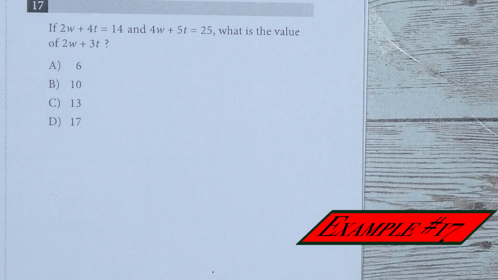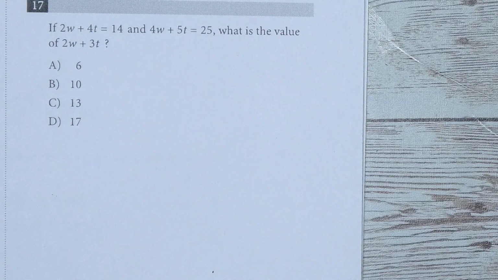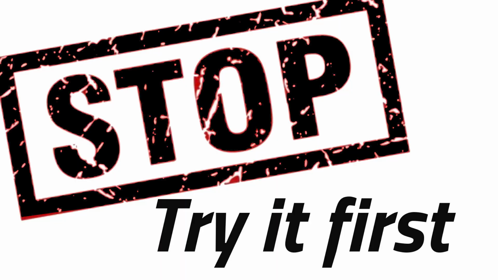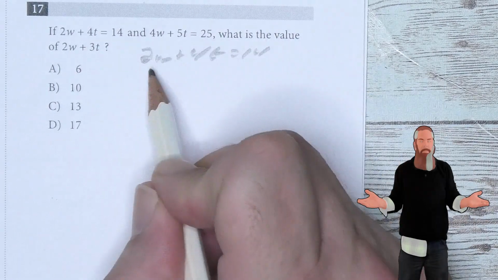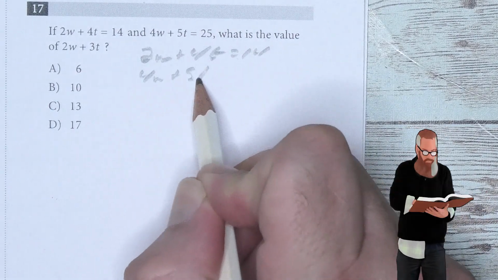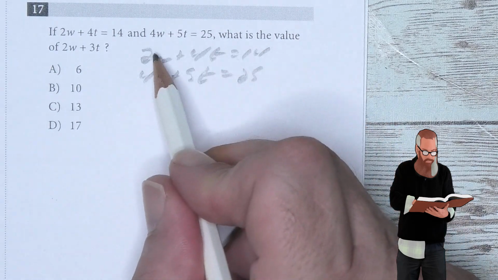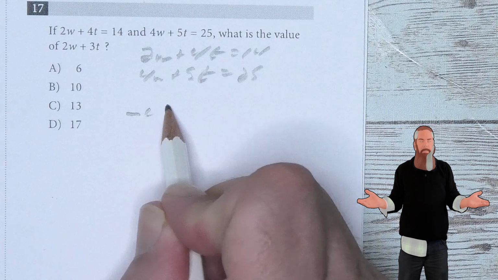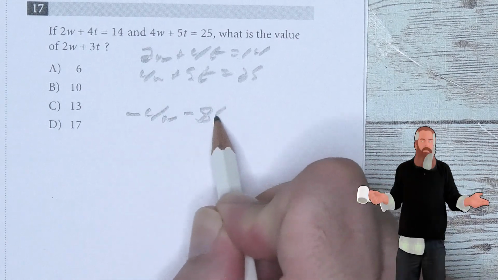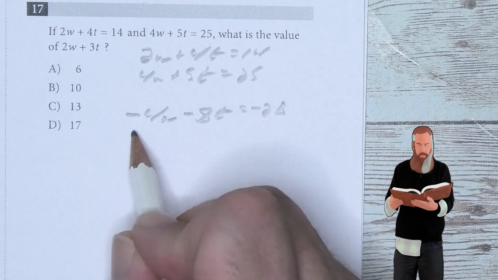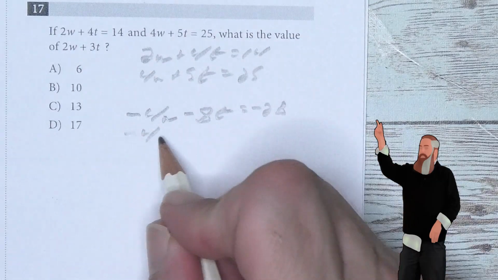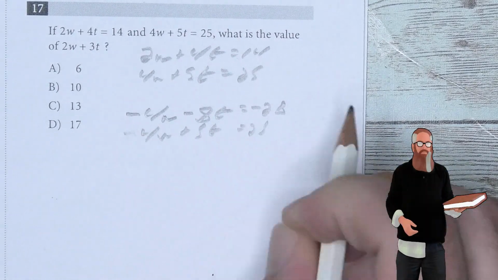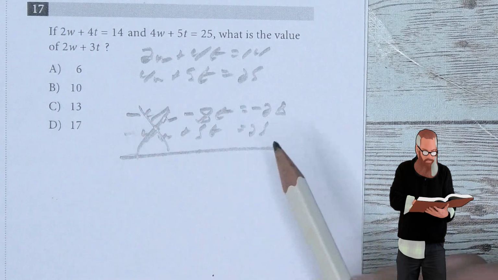If 2w plus 4t is equal to 14 and 4w plus 5t is equal to 25, what is the value of 2w plus 3t? Let's look at it, very simple, we have a system of equations. So if I just set them up that way so I can see it, then I can go ahead and multiply the top equation by a negative 2. This is going to give me negative 4w minus 8t is equal to negative 28. Copy the bottom equation, 4w plus 5t is equal to 25. Add both of these equations together, which eliminates the w's.